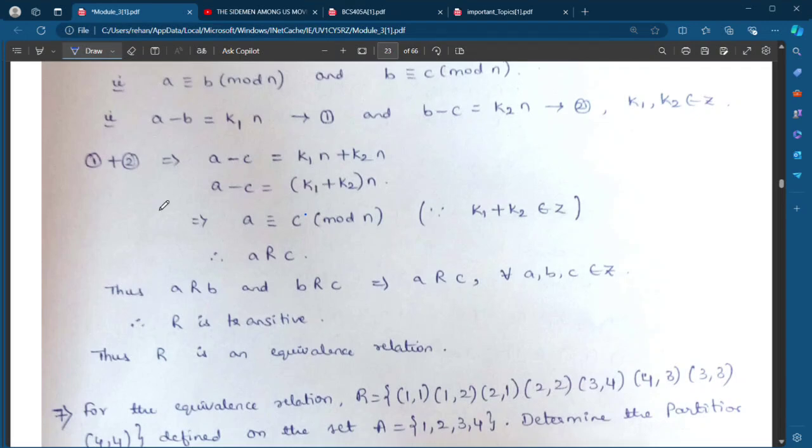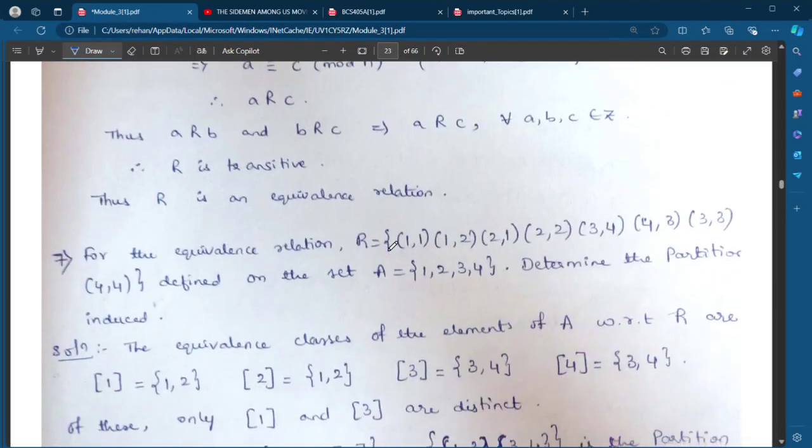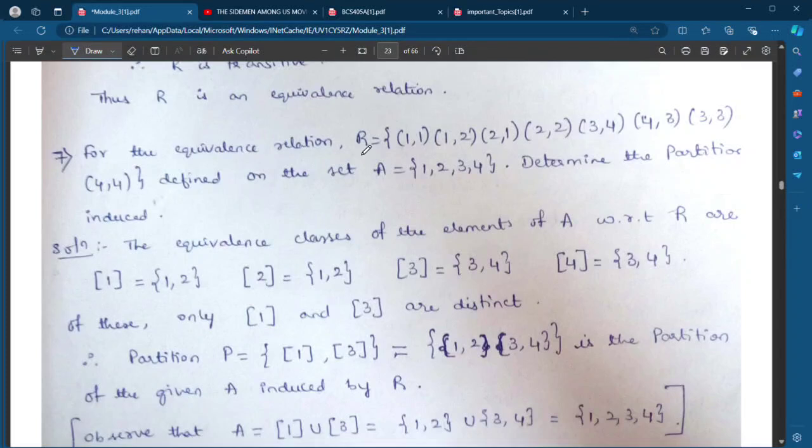Same way they are taking. Simply first take a minus b, then take b minus c, then do a minus c, which is equal to k1n plus k2n. How? I am just adding and subtracting b: a plus b minus b, then minus c. So I'll pair a minus b, then I'll pair b minus c. a minus b is k1n, b minus c is k2n. I'll take n common, k1 plus k2, so I have this as a multiple of n. Okay, it is proved.